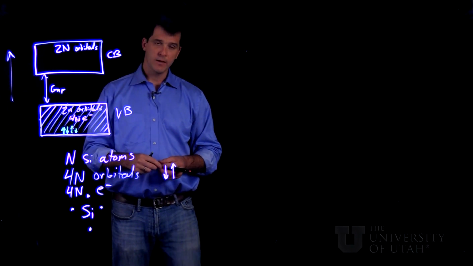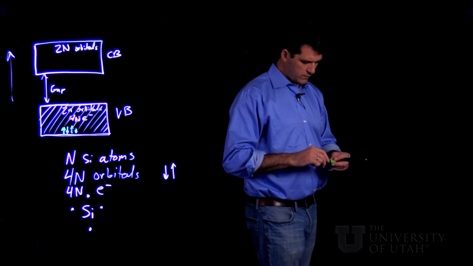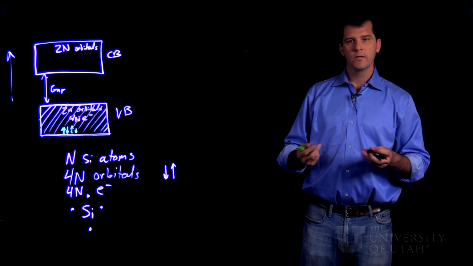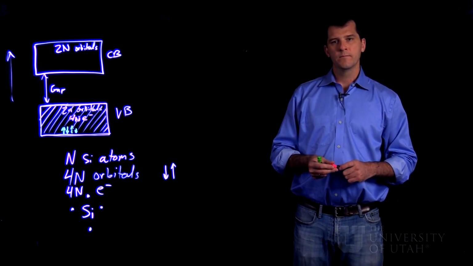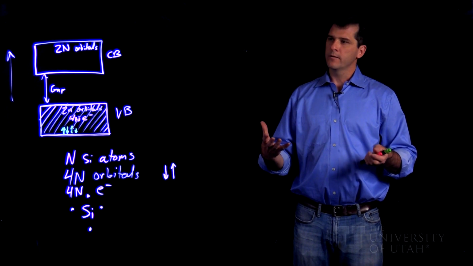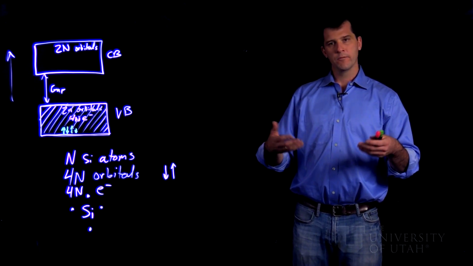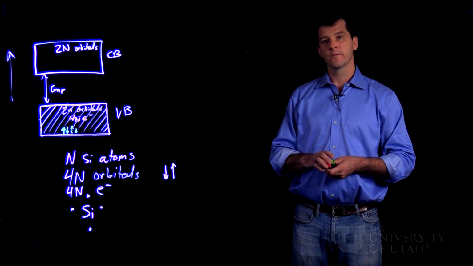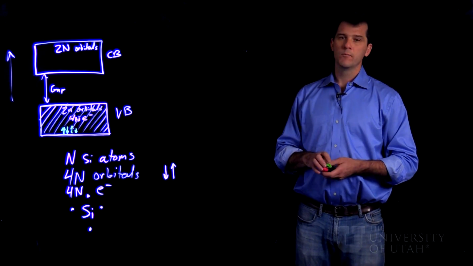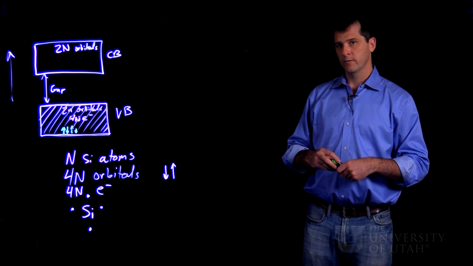And this means that silicon should be considered really more like an insulator. We call it a semiconductor just because the band gap has a value of about 1 electron volt, whereas traditional insulators might have between 5 and 12 electron volt band gaps.